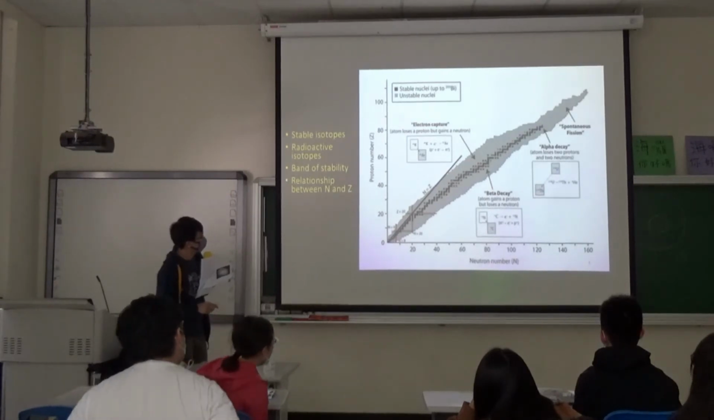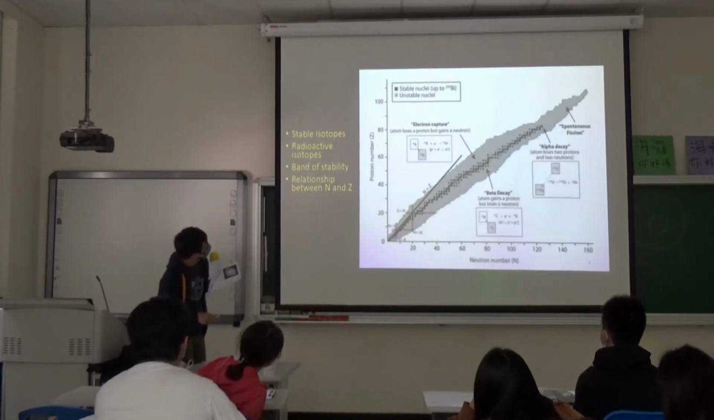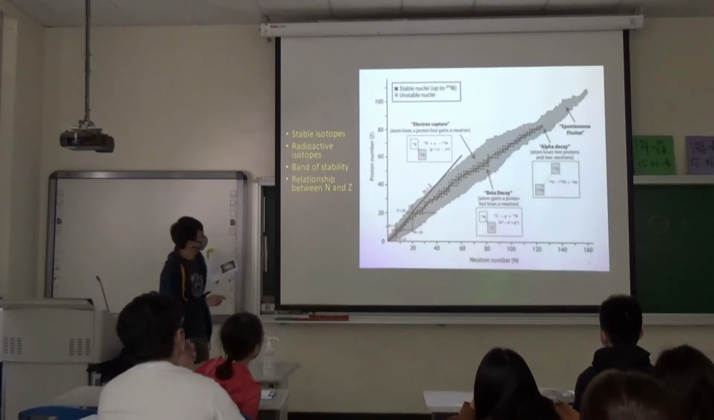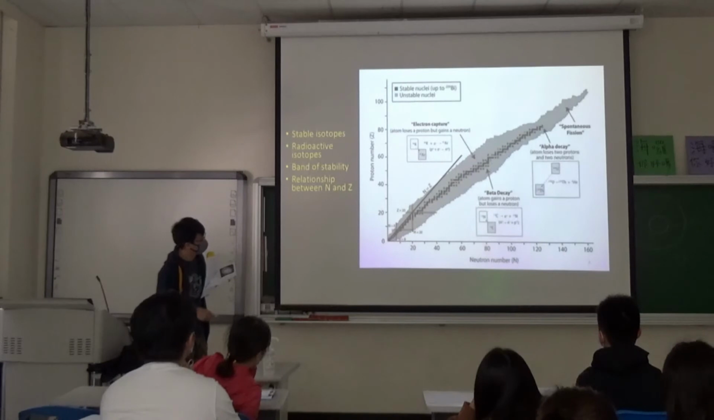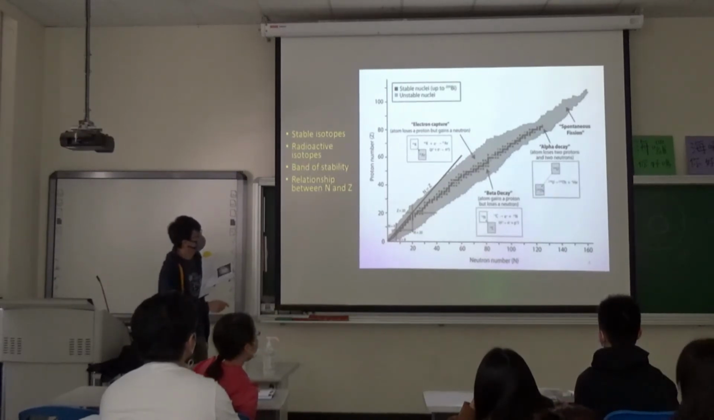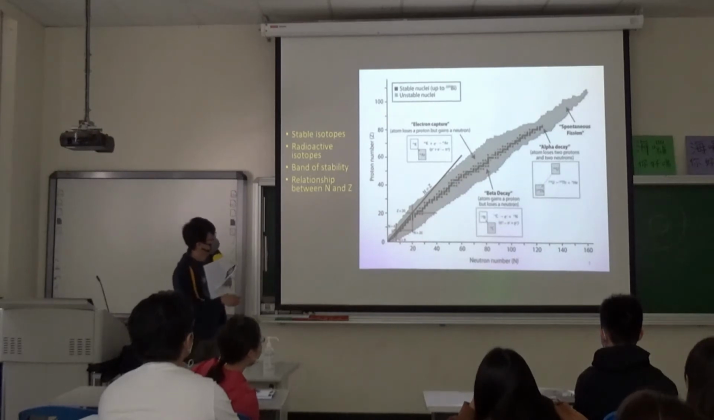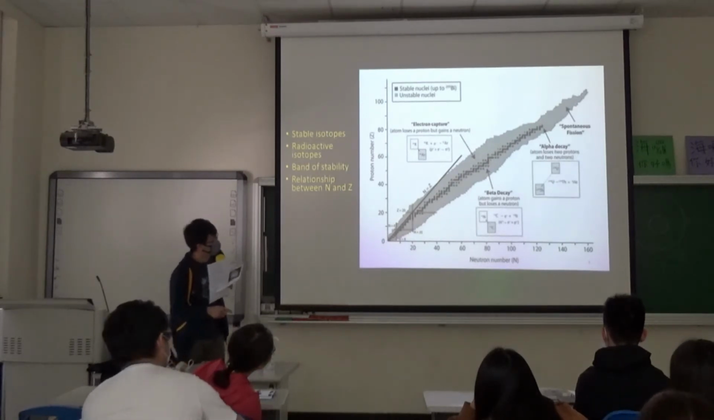Because this side has many more protons, they have to decay the protons to neutrons. On this side they have many more neutrons left, so they have to decay to protons. And on this side, because the nuclei are too big, they have to decay protons and neutrons. And if it's too big, there will be a spontaneous fission.